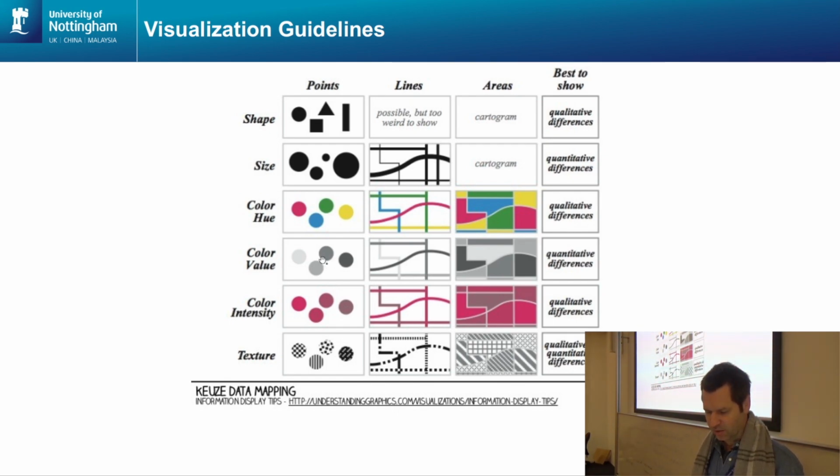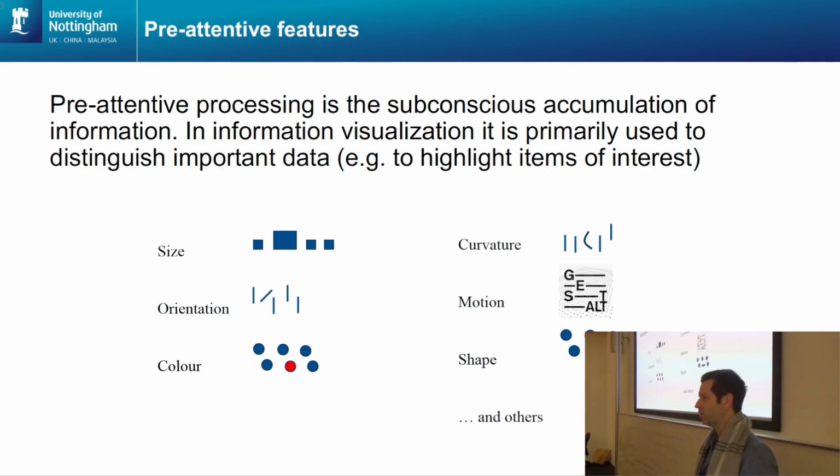This is color value, so color intensity, and texture. This is an example of texture. You might have been wondering what texture looks like for data visualization, and this is an example. You can texture points or ellipses, you can texture lines, and you can texture areas to show qualitative and quantitative differences. I'm going a little bit fast because we're just providing an overview. At the end of the lecture, I show you where you can get more information on this topic if you want to go into it a little bit deeper.